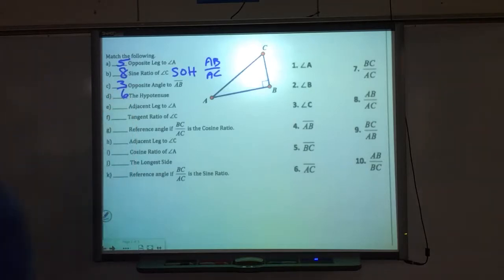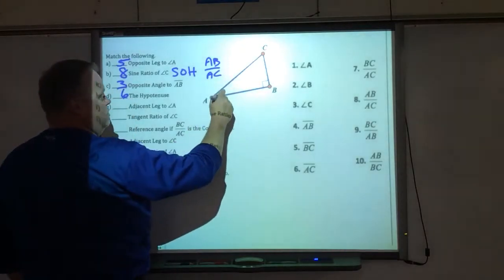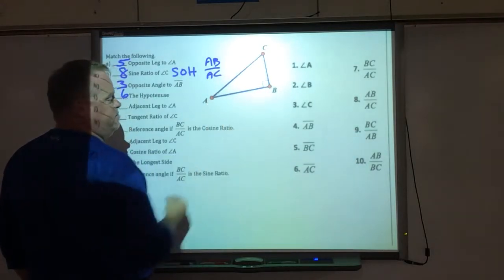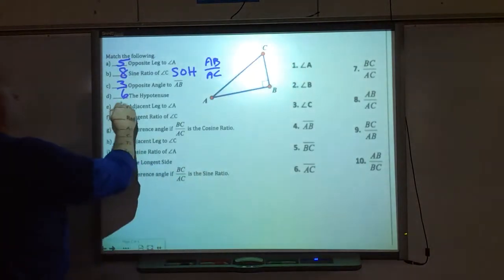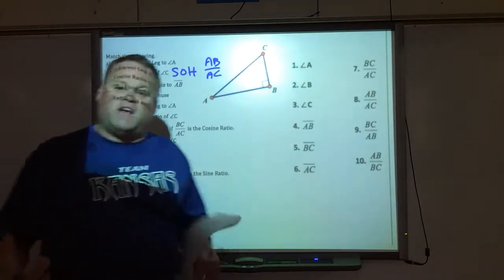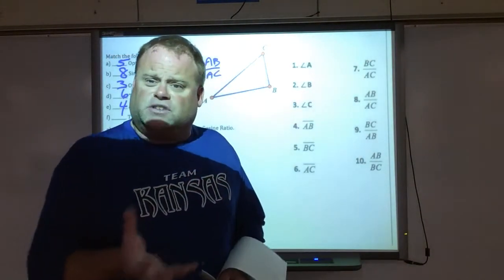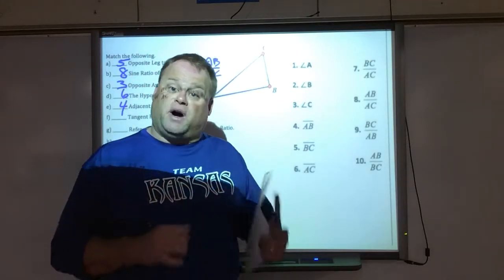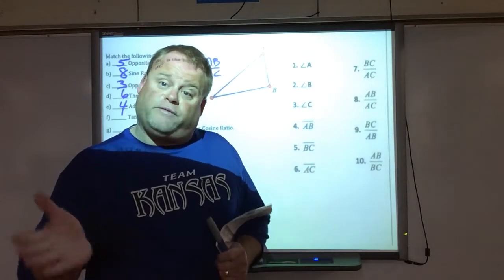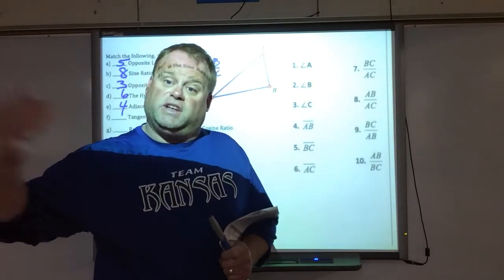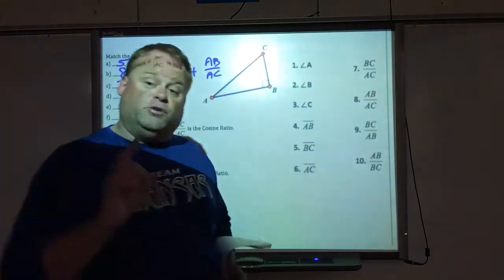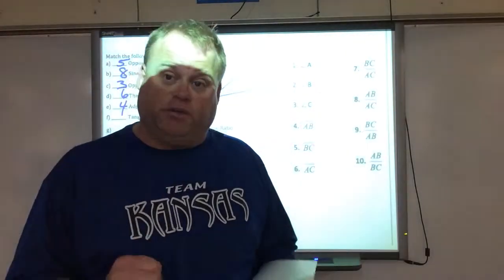Adjacent leg to angle A. Angle A is right here. Adjacent would be AB. That should be number 4. Now, you may ask yourself, well, the hypotenuse is adjacent to that angle as well. Correct, it is. But the hypotenuse is always the hypotenuse. When we're referring to opposites and adjacents, we're always talking about the long leg or the short leg. The hypotenuse is always the hypotenuse.